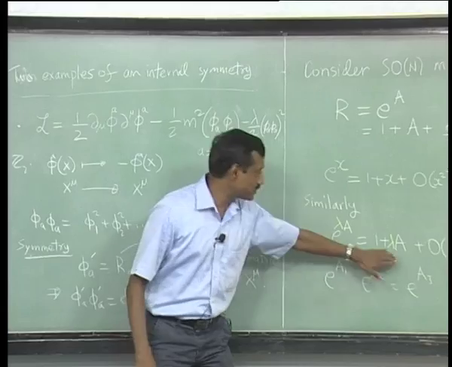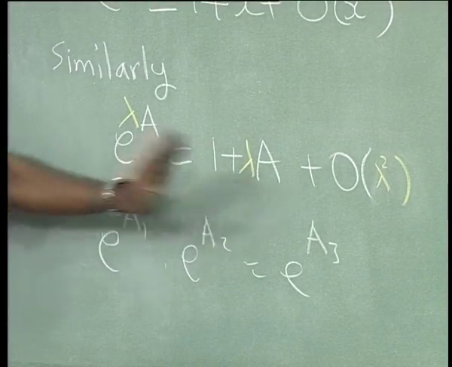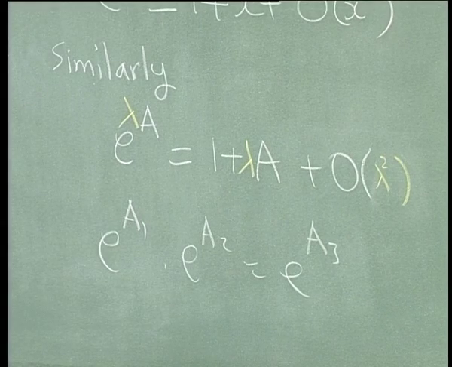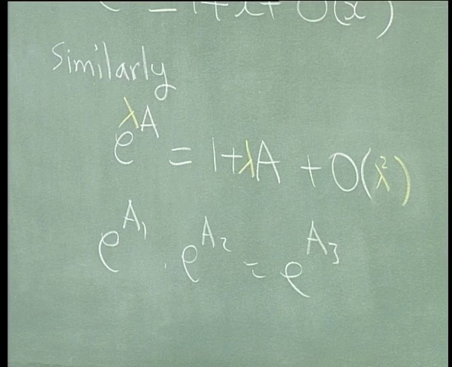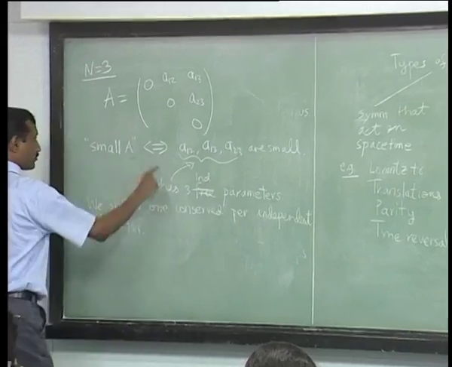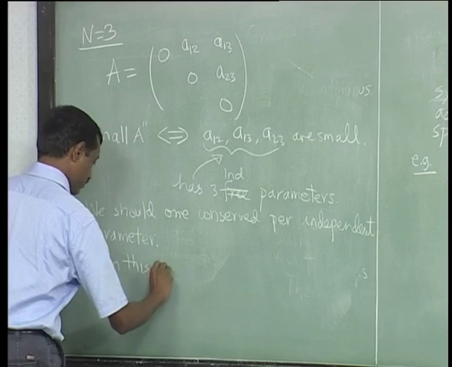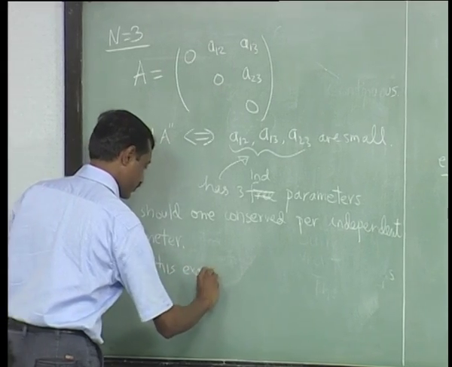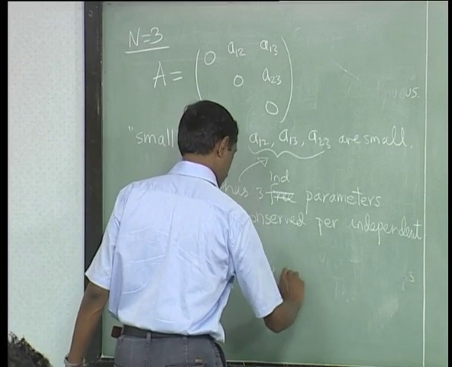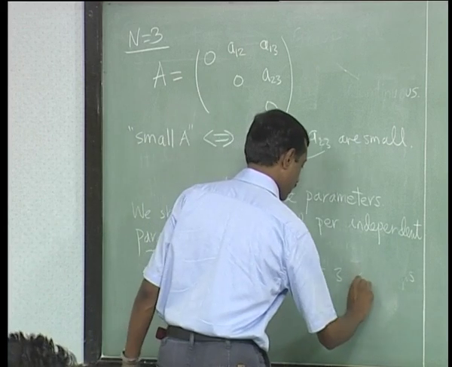Okay. So this captures a lot of stuff, and we will see the whole theory of Lie algebras emerge from this simple way of looking at things. Okay. So here I should again say this is independent parameters. So in this example we expect 3 conserved currents.